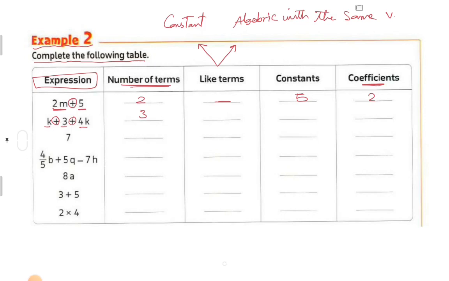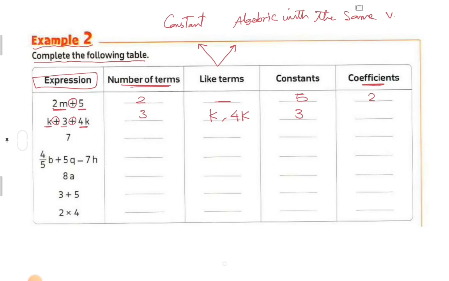But here we have k and 4k. Yes, I can add k to 4k, which will give me 5k. So k and 4k are like terms. Constant. Where is the constant? Just the number 3.